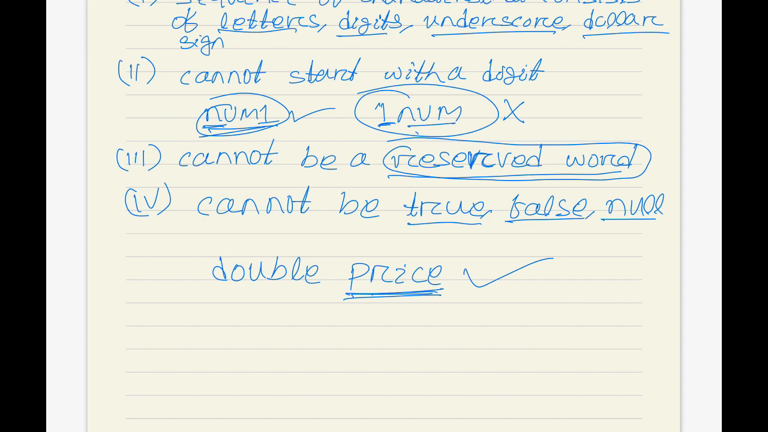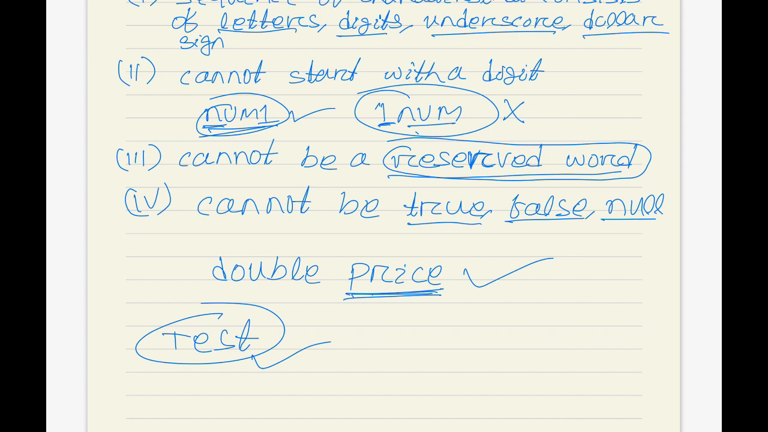Now if you write test, whether test is a valid identifier or not. So here you can see it follows rule 1, it follows rule 2, cannot start with a digit, it follows rule 3, cannot be a reserved word. Then rule 4, cannot be true, false, null. Yes, it follows all the cases. So test is a valid identifier name.